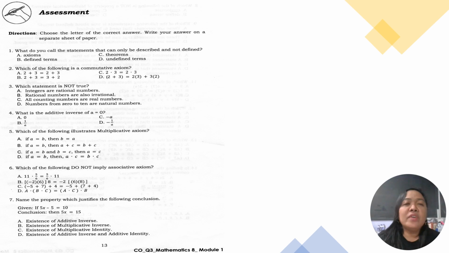After doing every activity given to you in this module, I want you now to turn your SLM to pages 13, 14, and 15. This time, you will be answering the post-test. You are given 15 items. Let me remind you that your score here in the post-test should be higher than your score in the pre-test earlier.